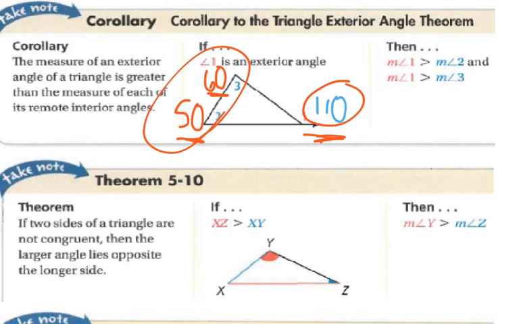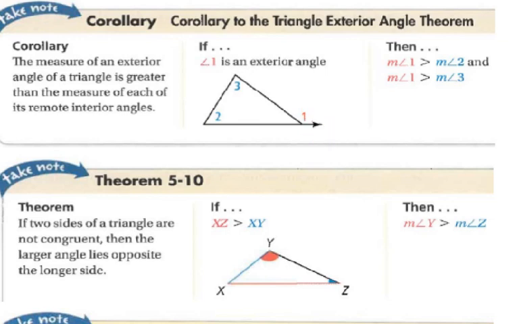I don't know why they need to tell us that, but that's the first thing that we have to go over, that the measure of the exterior angle is more than each of the remote interior angles. But we already know that, because we already know that they add up to be the exterior angle. So one of those things, I don't know why they have to tell us that, but whatever. It's really simple. We'll take it. It's an easy grade.